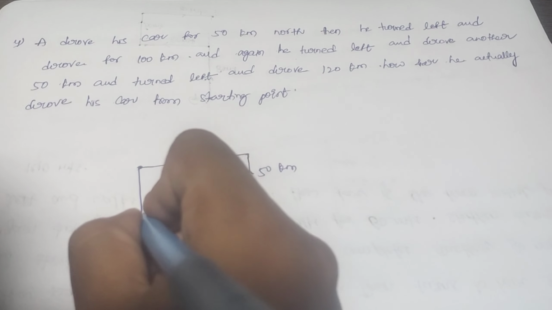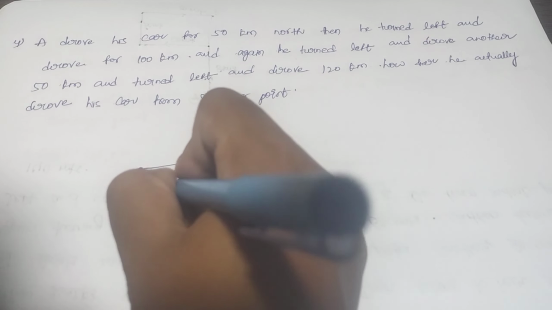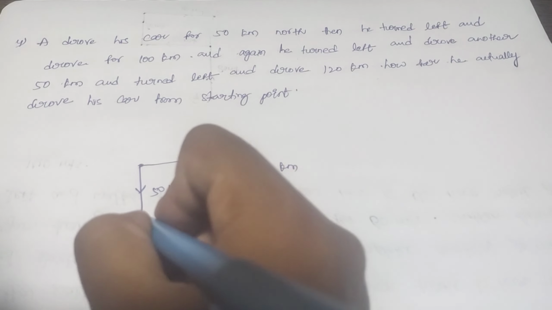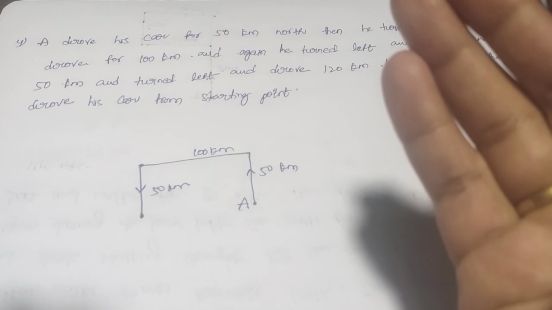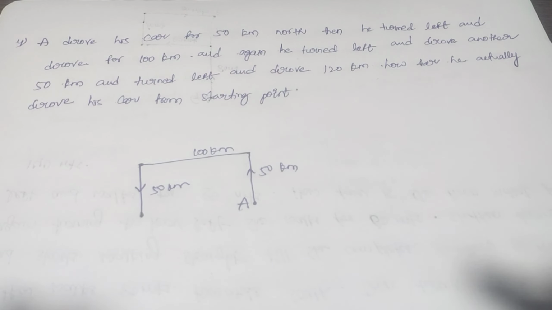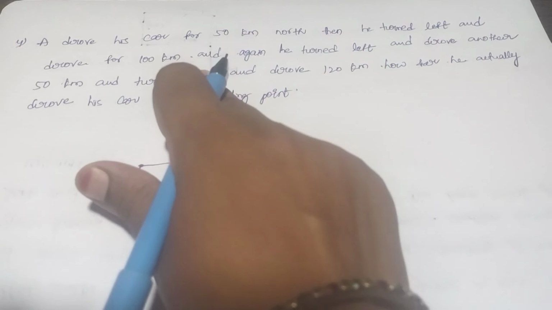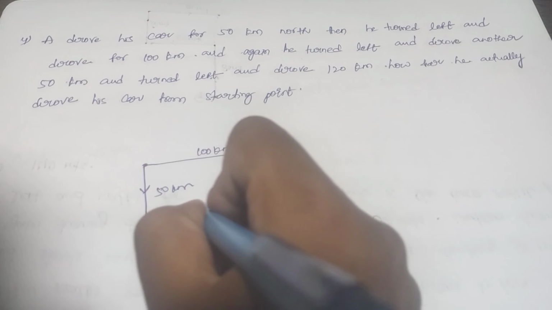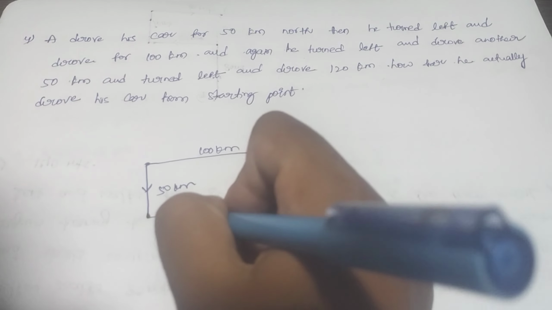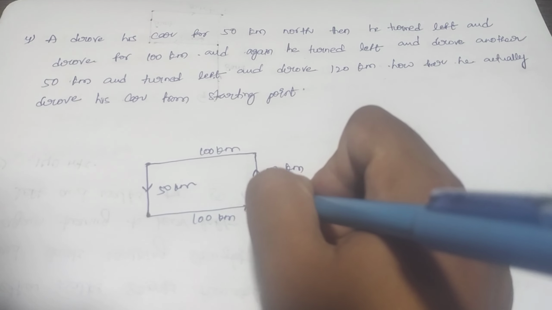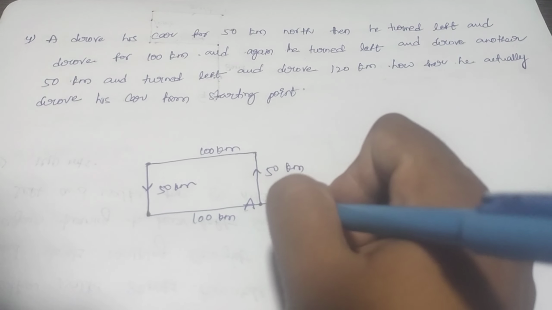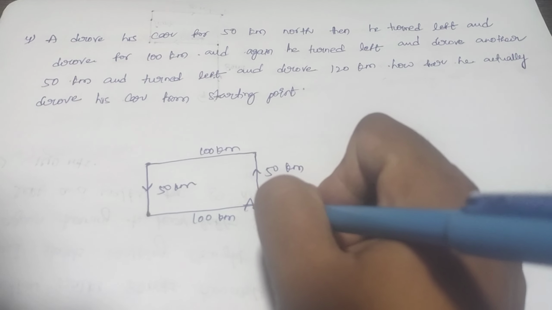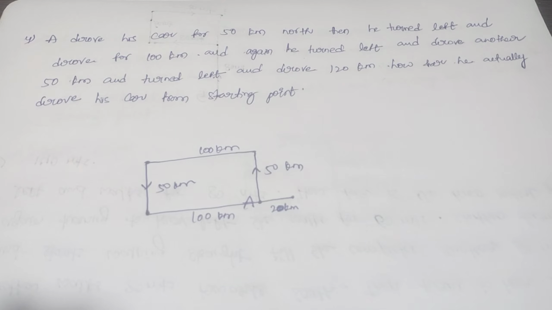Up to this point, 50 kilometers, and turned left and drove 120 kilometers. Now he is in south direction. His left means our right. Okay, and turned left and drove 120 kilometers. Left means our right, 120 kilometers. From here to here 100 kilometers. From here to here 20 kilometers. So total is 120 kilometers.